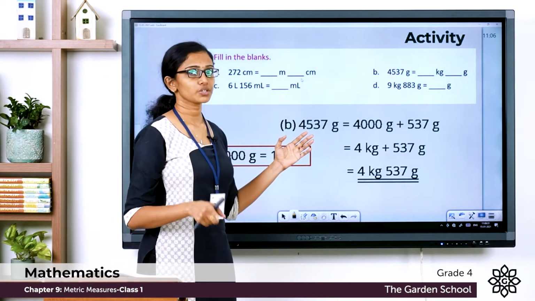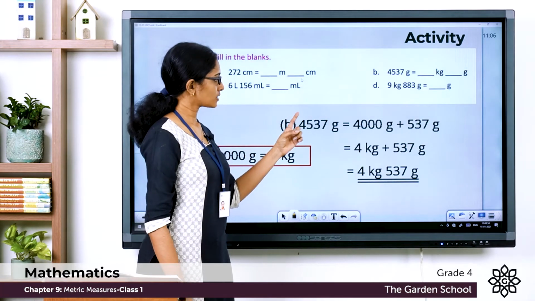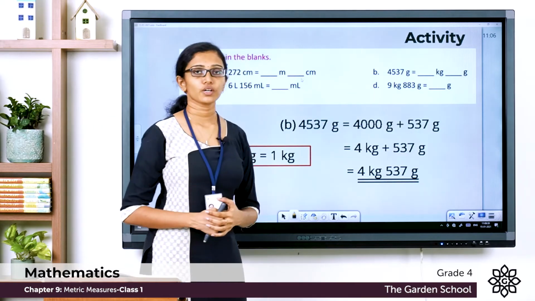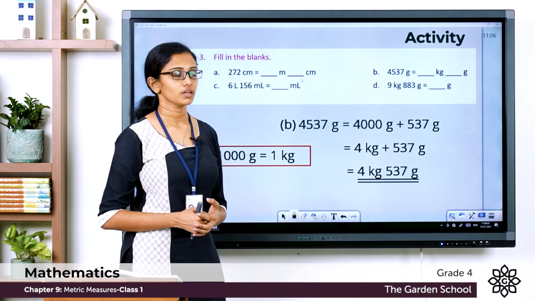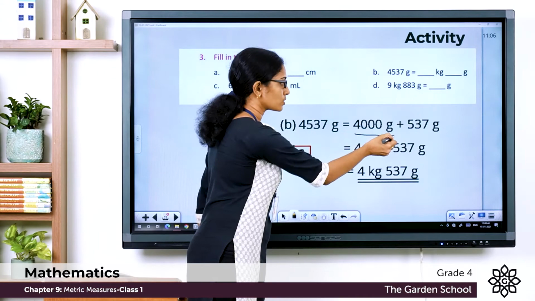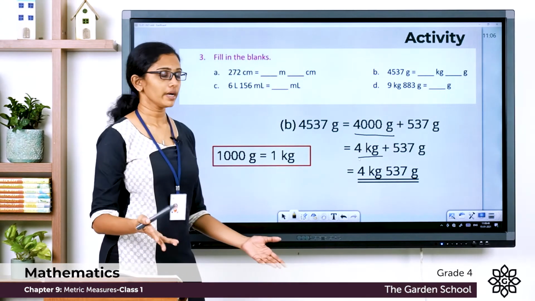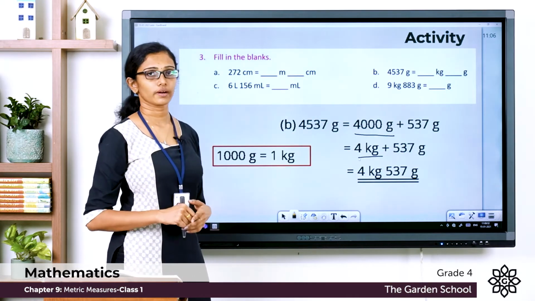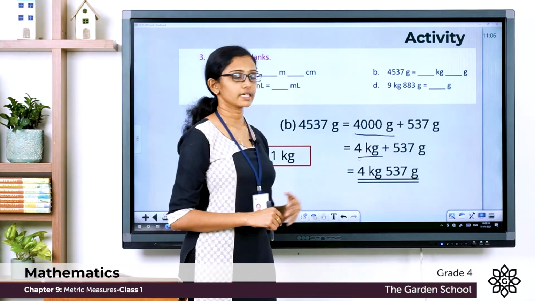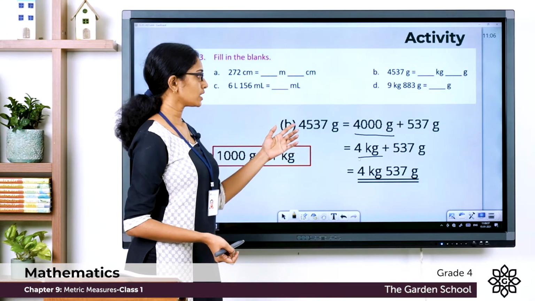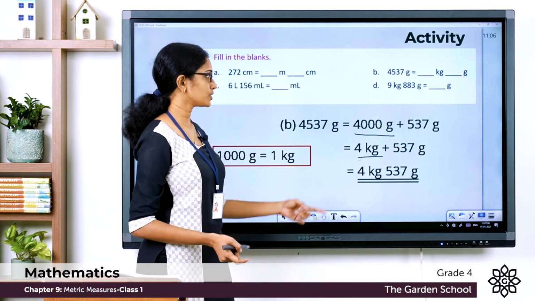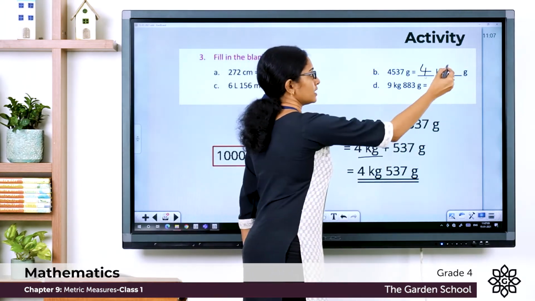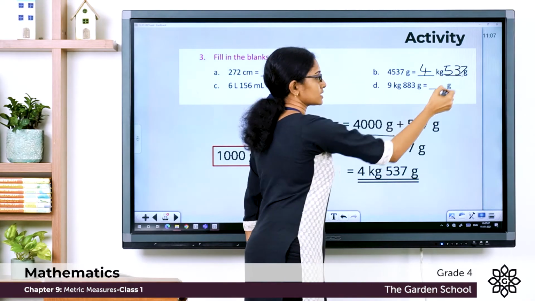So for the ease of conversion, let's split the given measurement. 4537 gram is equal to 4000 gram plus 537 gram, which is the same. Now we can easily convert this 4000 gram into 4 kilogram. Why? If 1000 gram is equal to 1 kilogram, 4000 gram will be equal to 4 kilogram. So that plus 537 gram. So we can write 4537 gram equal to 4 kilogram 537 gram. I hope you got all these answers correct.